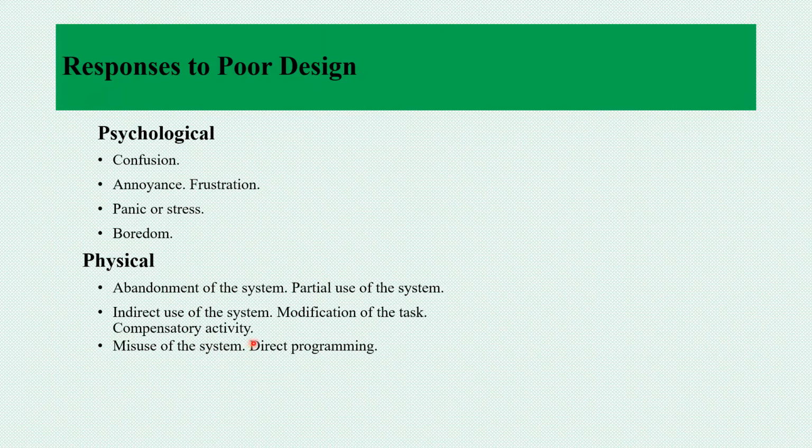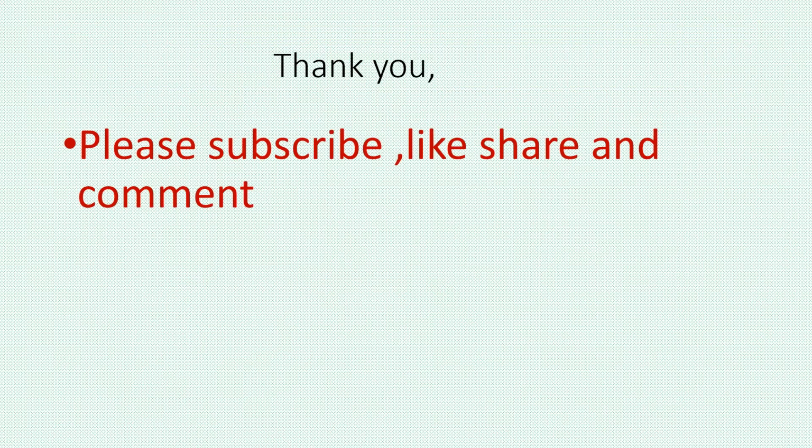And compensatory activity, that is, additional actions are performed to compensate for system inadequacies. Manual reformatting is an example of this. And misuse of the system, that is, the rules are bent to shortcut operational difficulties. And direct programming, so the system is reprogrammed by its user to meet specific needs. This is a typical response of the sophisticated worker. So these are some of the responses to poor design.